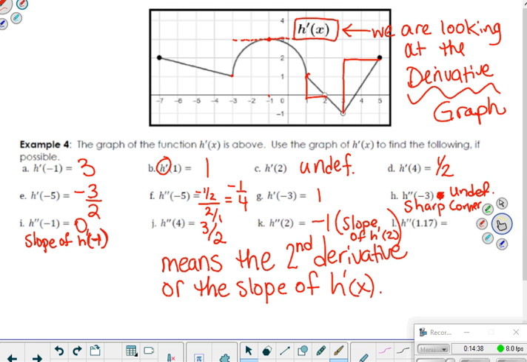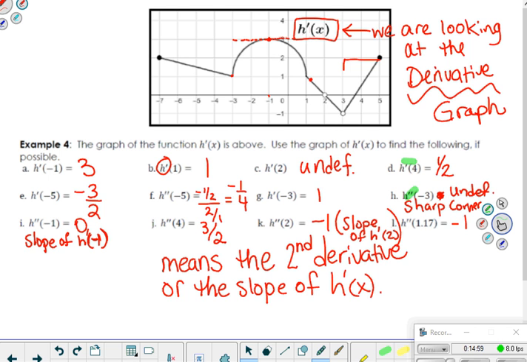H double prime of 1.17. How am I supposed to be able to calculate that? That's a terrible number for me to calculate. But it's a linear function in that region, so it's going to be the same slope that we had at 2, -1.